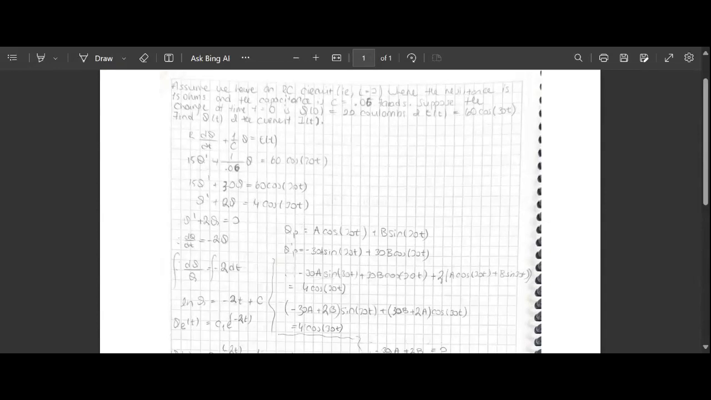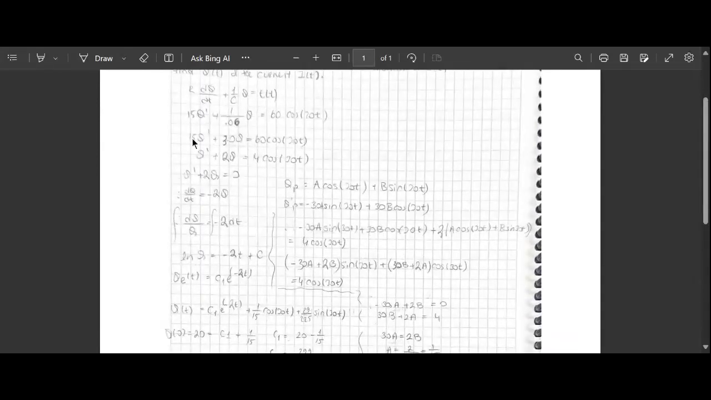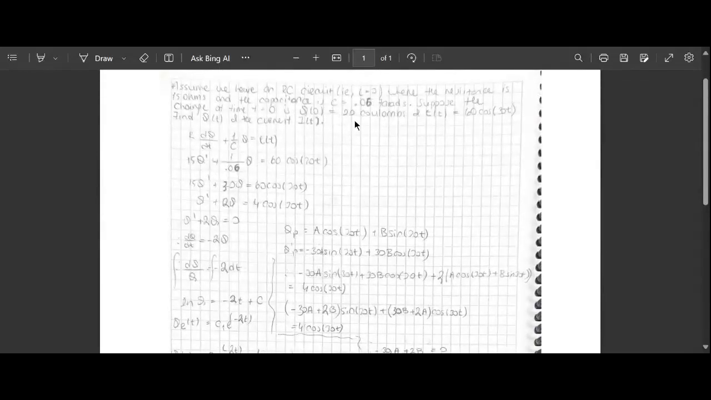Find q of t and the current function. Since we don't have an inductor here, I use this differential equation, and then I substitute the given values and simplify a little bit, and I got this equation. But to find q of t, we need the complementary function and the particular function.